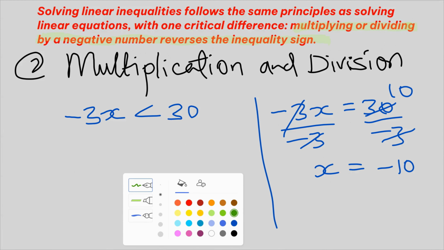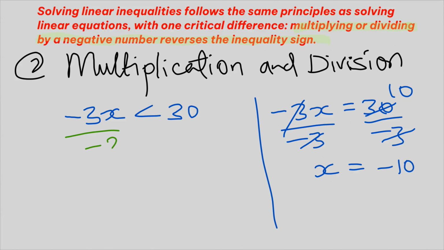Let me use this one. So here we are going to isolate x by dividing by negative 3 on both sides. But when you divide by negative 3, we must flip this sign here. So our answer is going to be, when you divide, this cancels, and we're going to have x.